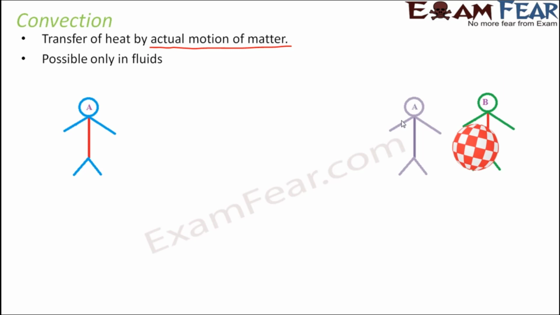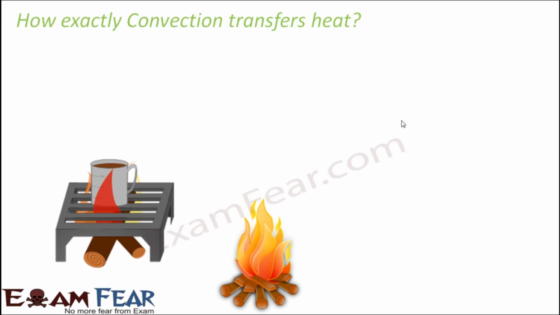Now why in fluids? Because here we want the particles of the medium to actually move from one point to another. So that needs space. If you talk about solids, the particles are very closely fixed. They do not have a lot of intercellular spaces in between them. But in the case of liquids, there are considerably more open spaces between the molecules. Therefore the movement becomes easier, and that is why convection happens in fluids.